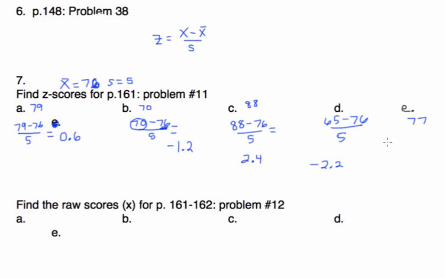E. Raw score of 77. Well, I bet that z-score is going to be really close to 0. Because having a z-score of 0 means having the value of the mean. So I'm 1 above the mean, so I'm going to have a z-score that's really close to 0. So my z-score, 0.2.